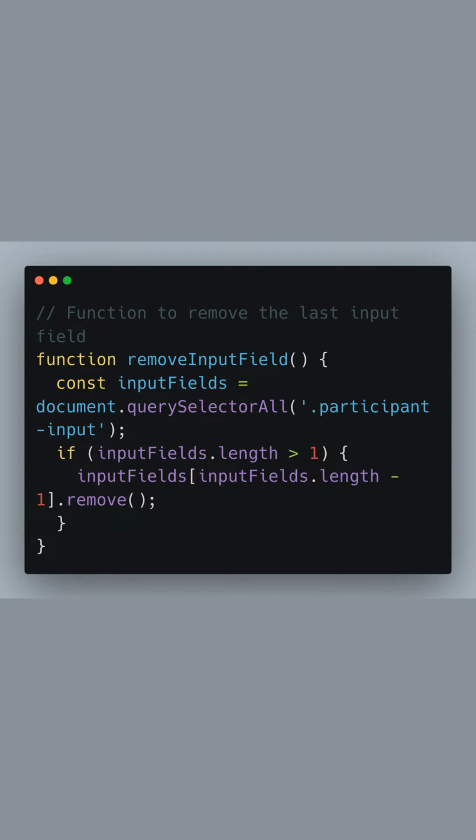Next, we have the remove input field function. It first gathers all input fields with the class participant input into a node list. If there's more than one field, it removes the last one from the DOM using the remove method. This ensures that at least one input field stays on the form.